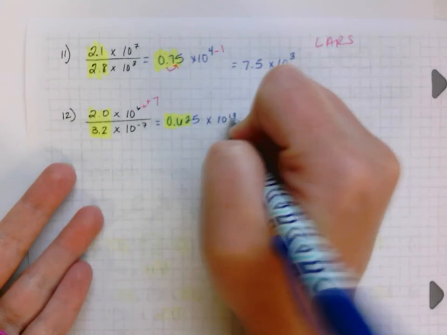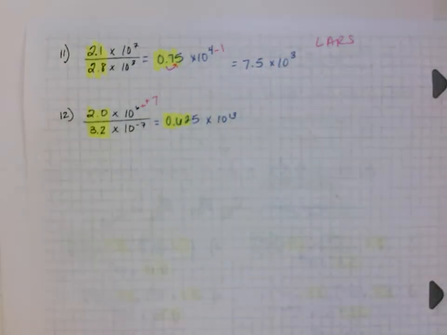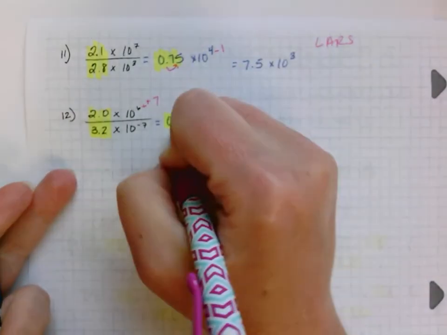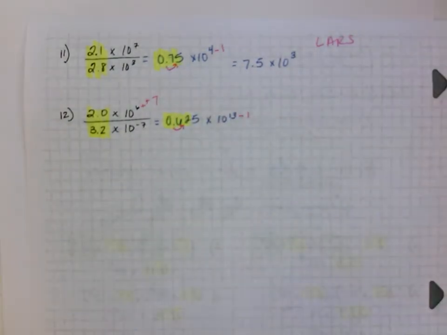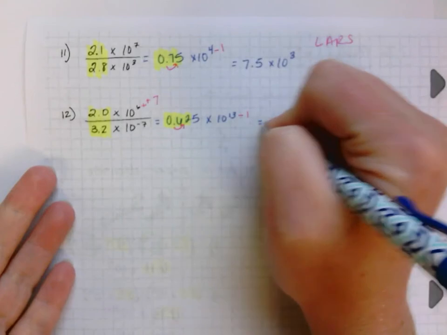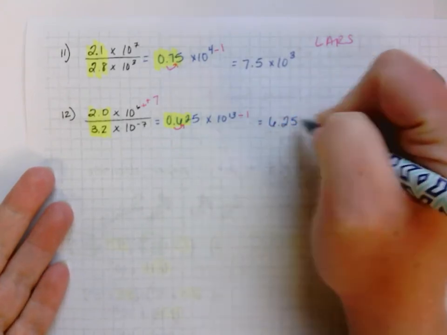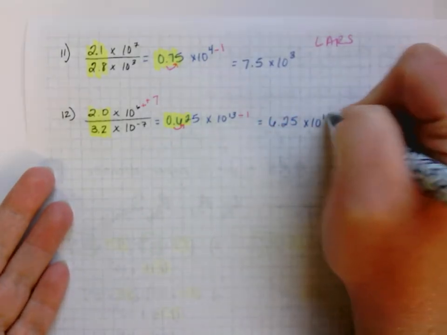I'm not finished yet because this number is too little, so I need to move my decimal 1 to the right, which means I have to subtract 1 from my exponent. And so when I do that, I'm left with 6.25 times 10 to the 12th.